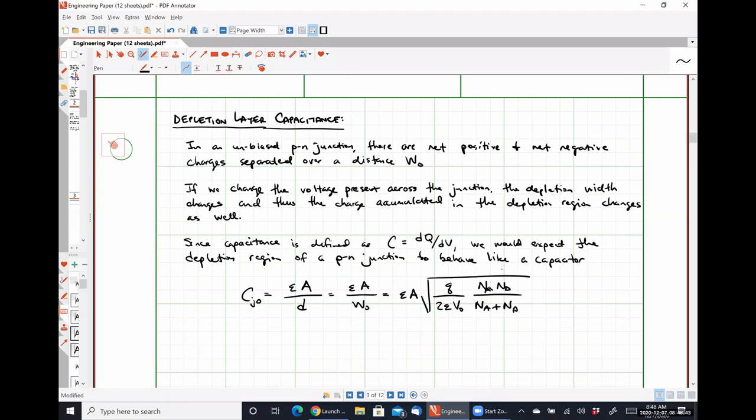And we'll revisit this concept later, when we get more firmly into biasing. We can see that as the bias voltage changes, the width of the depletion region changes, which then causes the junction capacitance to change as well. But I just wanted to introduce that topic. All right. Any questions on the very basics of depletion layer or junction capacitance? Hopefully fairly straightforward. It's just a parallel plate capacitor.